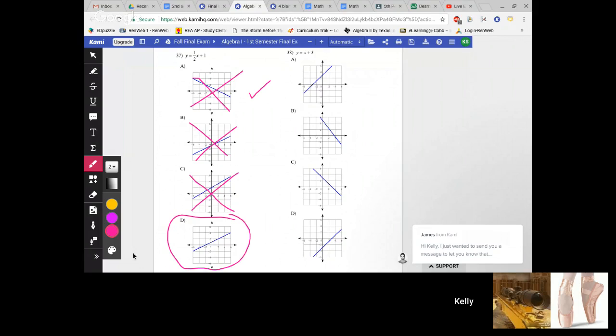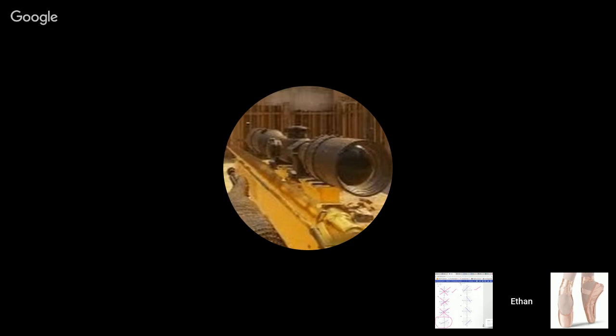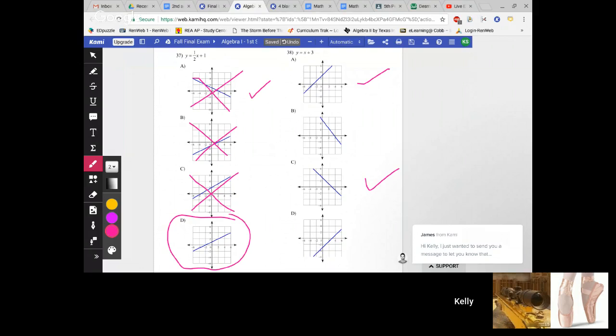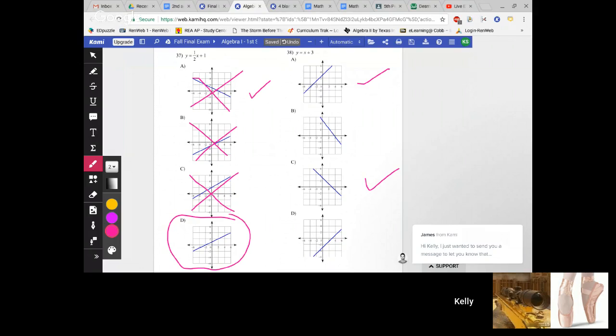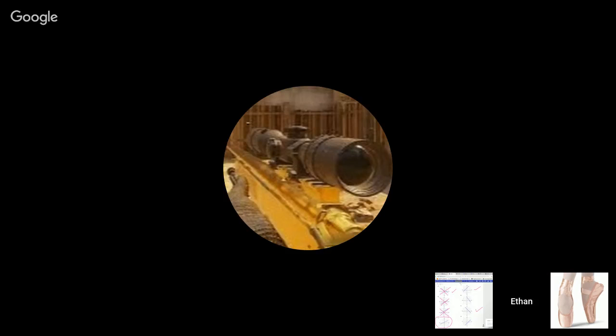Okay. And so for number 38, if you're looking at it to graph it, it would have to go through 3. There's only 2 that go through 3. That would be A and C. And only one of them goes in a positive direction. And which one is that again, Ethan? A. So there you go. And your slope is positive, so you know that that's your answer. So the y-intercept can definitely help you narrow down your choices.